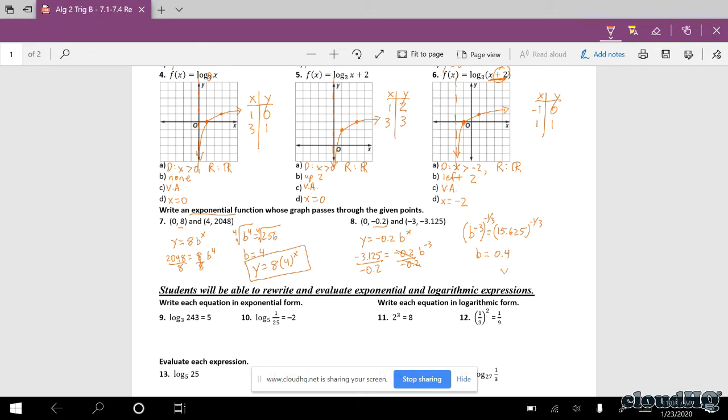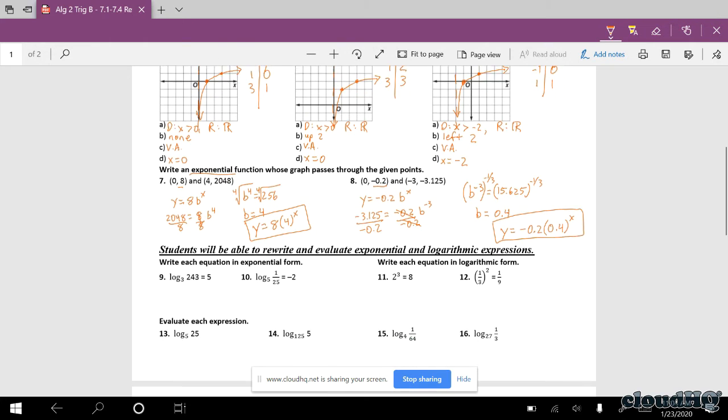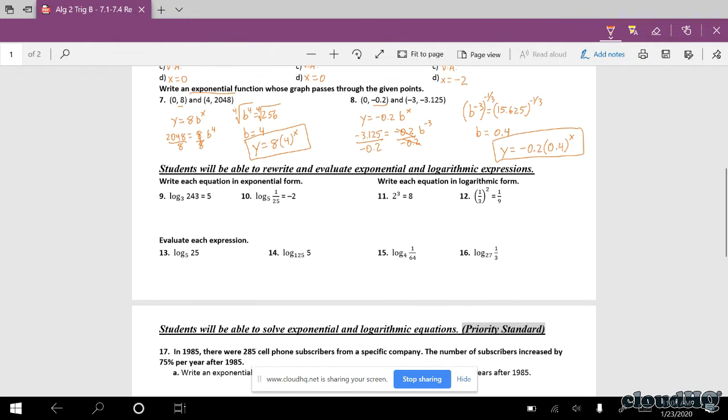So y is equal to -0.2 times 0.4 to the power of x. If you want those in fraction form instead of decimal form, that's perfectly fine. It would be -1/5 times 2/5 to the x. That would be fine. But their answers were all in decimal form, so I'm okay with being consistent.